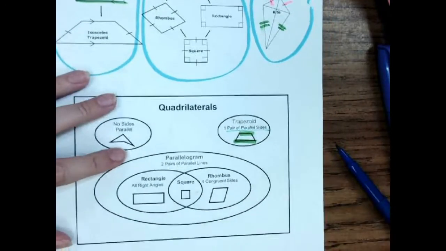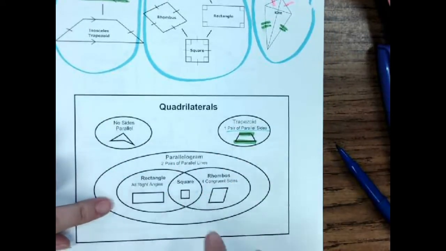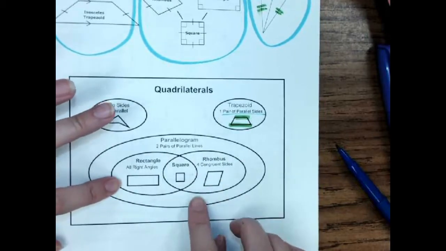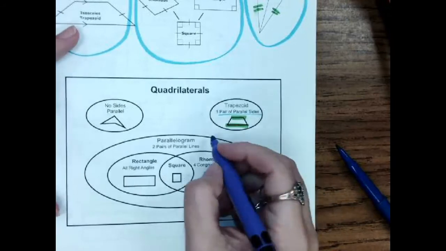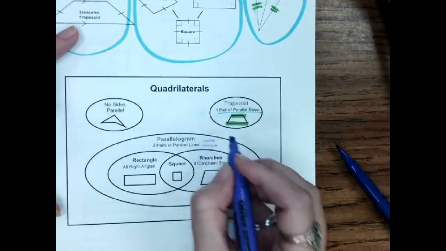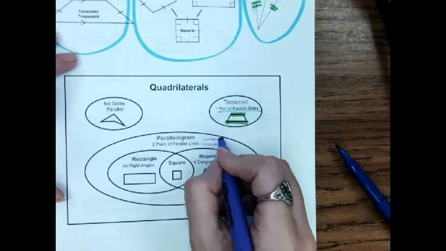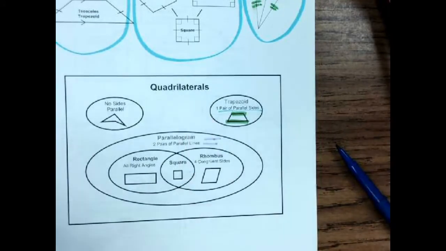Then, in this set right here, these are all parallelograms. And I want to go ahead and draw in one in this section. It's where 2 sides are parallel here, and 2 sides are parallel here.